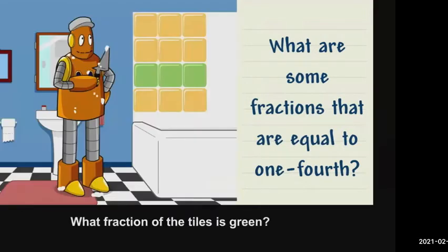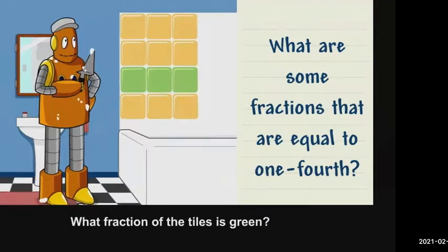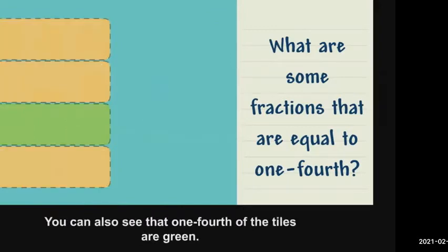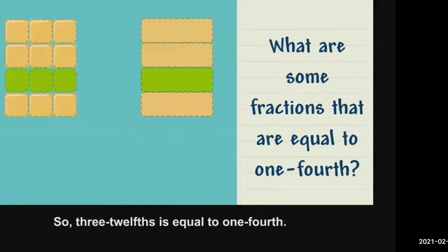What fraction of the tiles is green? 3 out of the 12 tiles are green, or 3/12. You can also see that 1/4 of the tiles are green. So 3/12 is equal to 1/4.